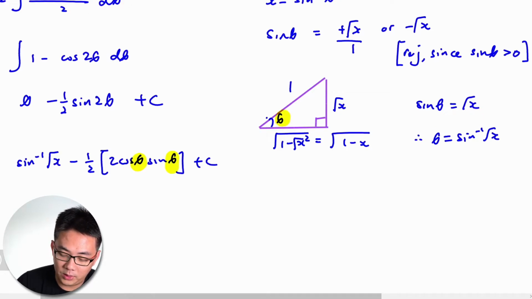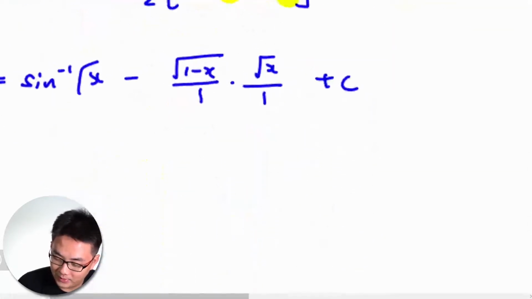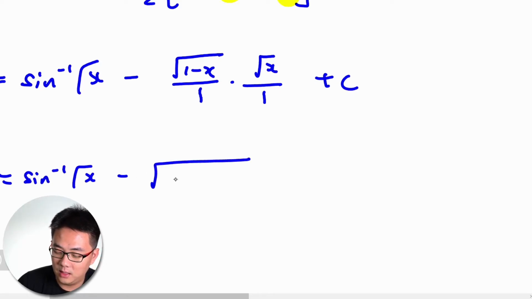So what we're going to do is sine inverse root x. Cosine would just be root 1 minus x over 1, and sine would just be root x over 1, which is what we get, right? Yeah, that's it. So this part here is okay: sine inverse root x minus root x times root 1 minus x, plus c.